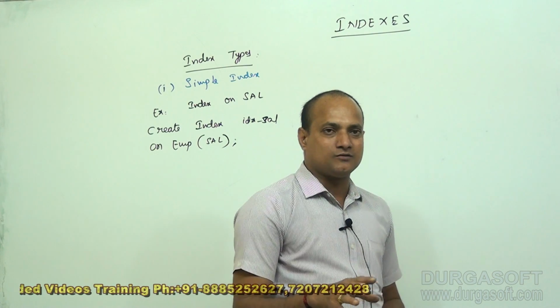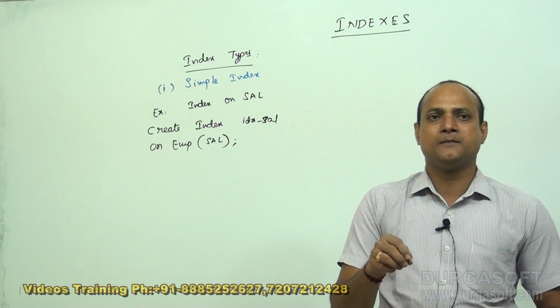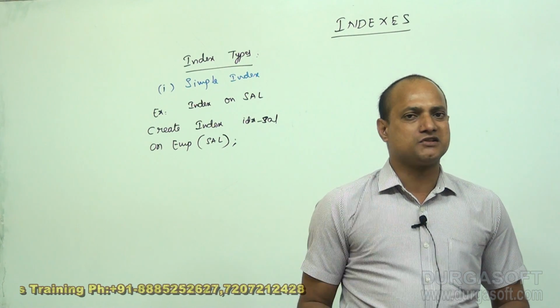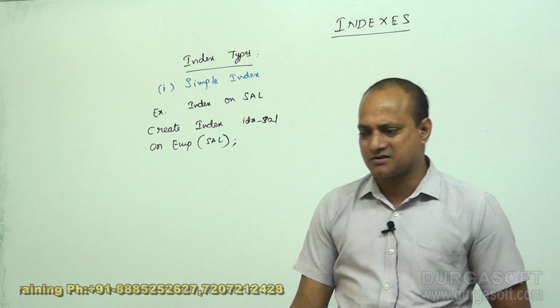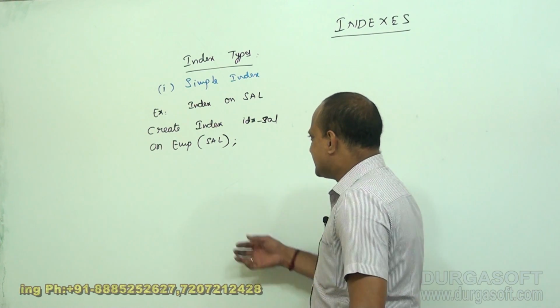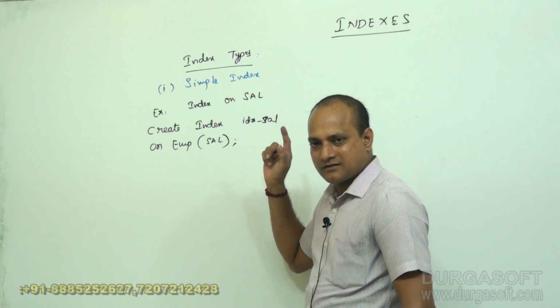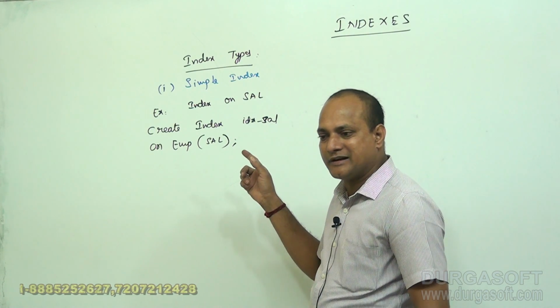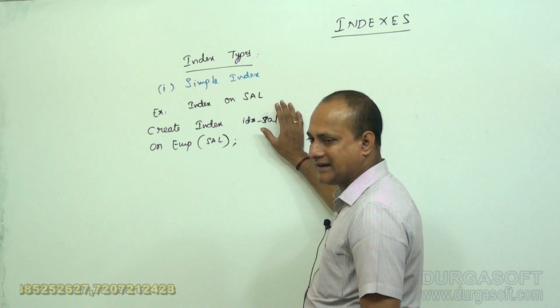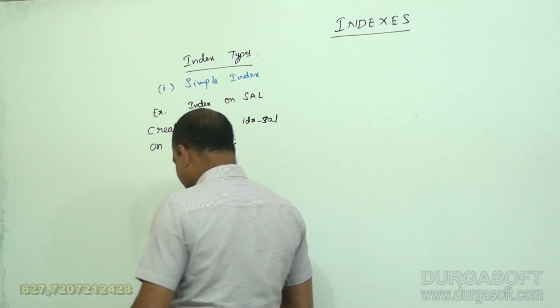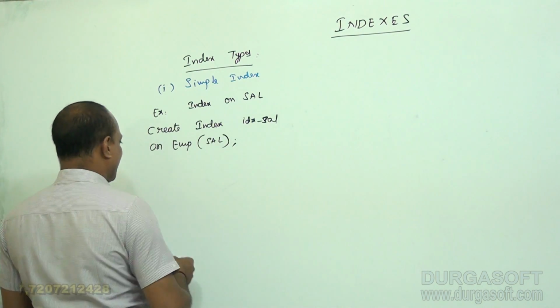From this moment onwards, if you select the data from the EMP table based on a condition specified on the salary column, then the search will be done in the index, not in the table. For the required data, the condition should be verified in the index, not in the table. Remember that point. This is called a simple index.